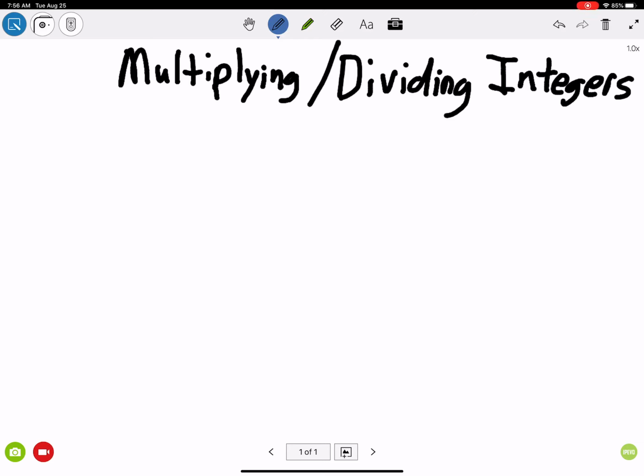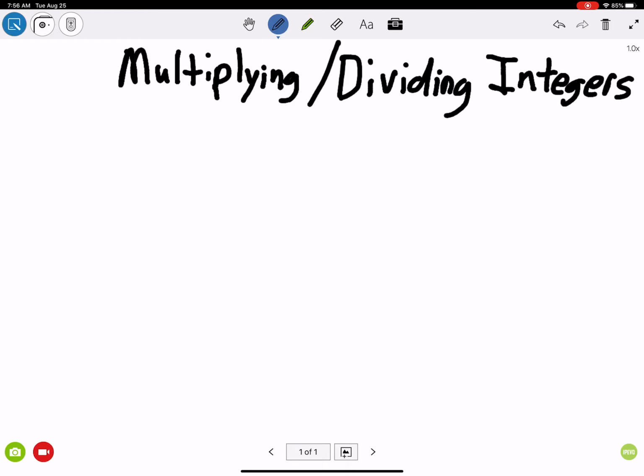All right, so multiplying and dividing integers. When you multiply and divide positive and negative numbers, the only thing that's different than multiplying numbers like you've been doing, which, by the way, have always been positive, is just whether or not the outcome is positive or negative. You still multiply the same way.